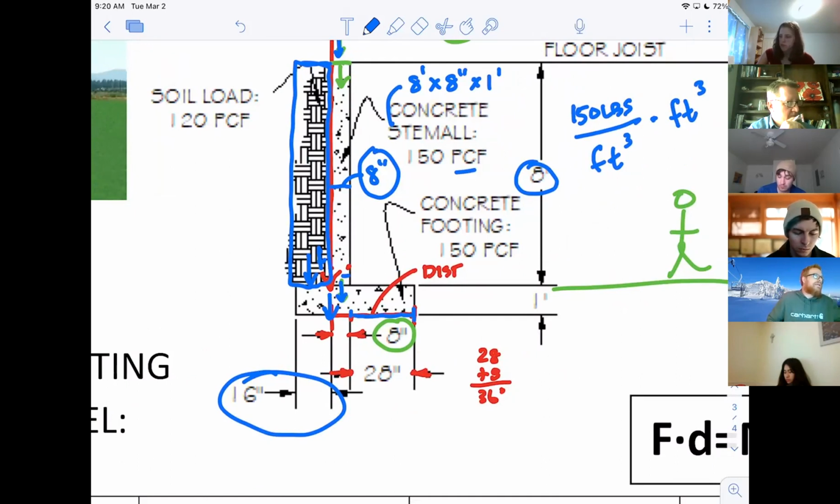So is the moment for the stem wall 2133.33? Yes, it is. Okay, cool.